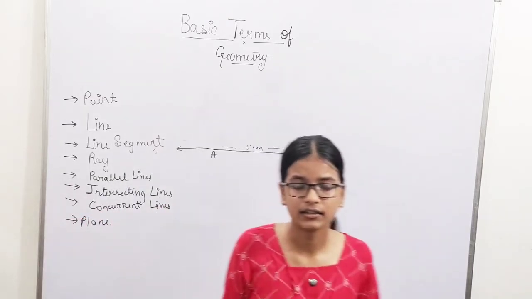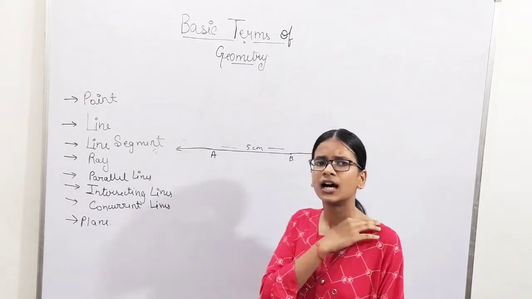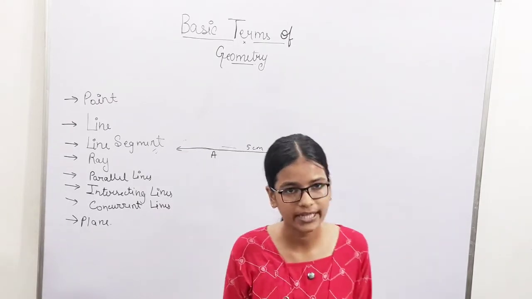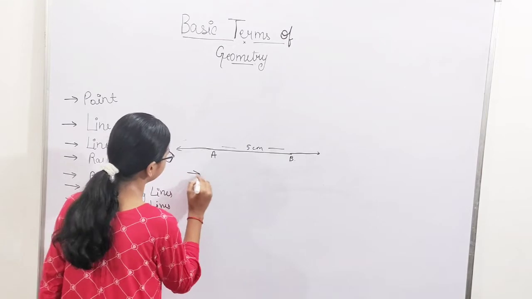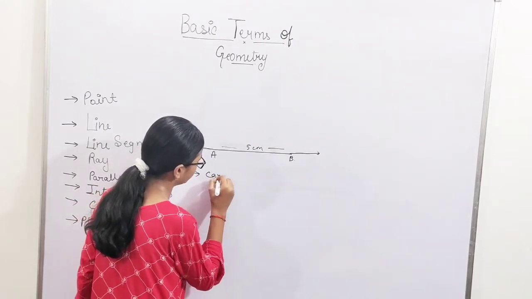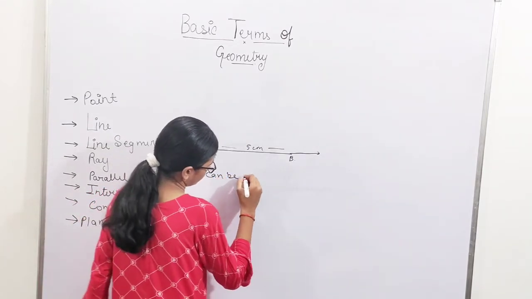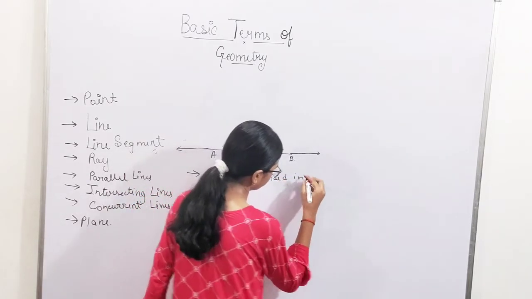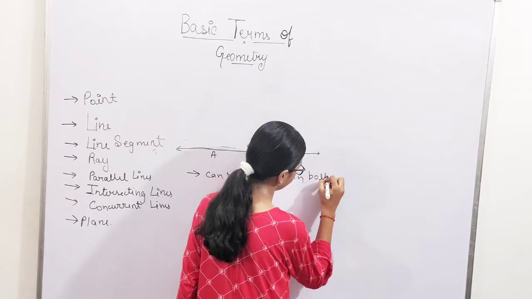Okay, so to tell the proper definition of line, a line can be extended in both the directions. Okay, this will be one characteristic. Let me write, can be extended in both the directions.